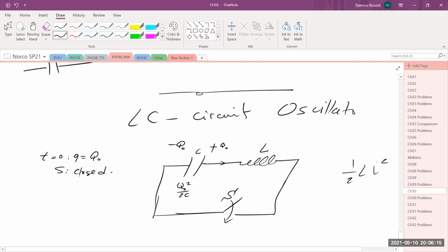The reason why it's an oscillator is because the current at some points is going this way and at other points is going the opposite direction, and so on and so forth. So immediately when we caught it, it's actually going clockwise. Okay, so let's try the law for this case.